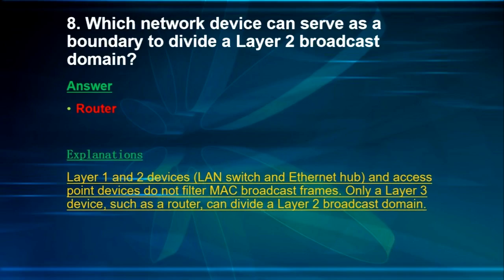Explanation to this is because layer 1 and layer 2 LAN devices, such as a LAN switch and an Ethernet hub, and access port devices do not filter broadcast frames. Only a layer 3 device such as a router can divide a layer 2 broadcast domain.